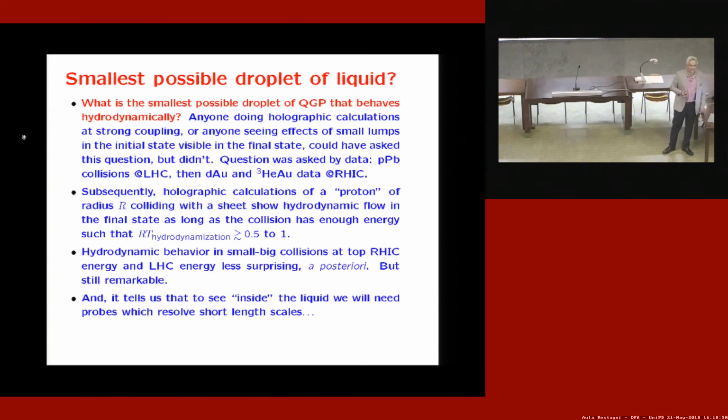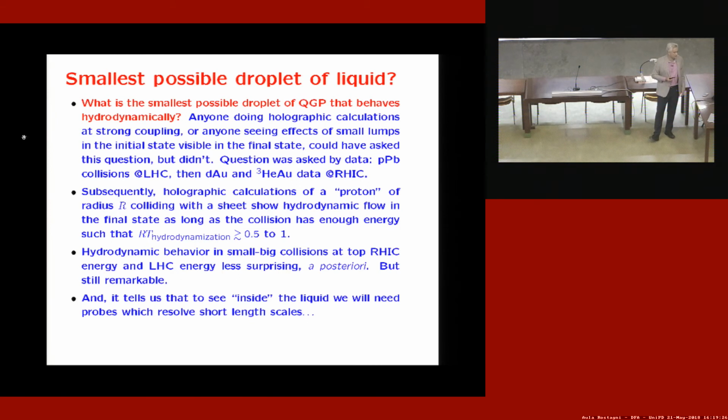We theorists missed the boat because we should have been asking this question. Any of us who were doing calculations with these cousins of QCD, which had the strongly coupled liquid in it, should have asked what was the smallest possible droplet to which this description applied. We didn't ask it. Any of the hydrodynamic folks who were studying those lumpy initial states and their hydrodynamic evolution could have asked, what's the smallest little lump that behaves hydrodynamically? It was not a theoretical question that was asked. This question was asked by the experimentalists.